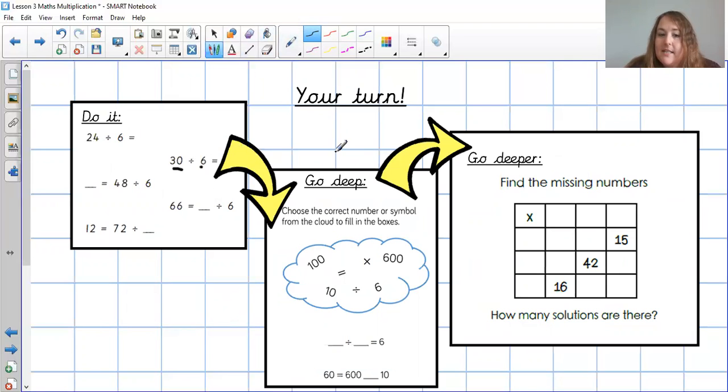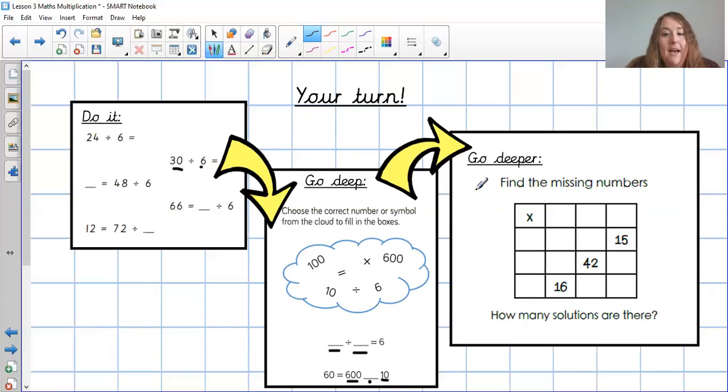Then for your go deep activity, it says to choose the correct number or symbol from the cloud to fill in the boxes. So I have something divided by something is 6 down here. You're going to have to work out which answers and which numbers can go in there. And then I have something equals 6, something 10. So you're going to need to work out which symbol that is for that one. You might be able to work out if there is more than one way using the numbers that they've given, or maybe you can work out using different numbers afterwards.